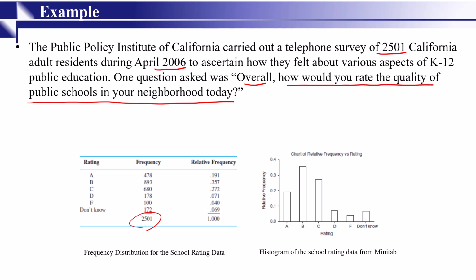Then we'll calculate the relative frequency. What is the relative frequency? 478 divided by 2,501 is equal to 0.191. Okay, so we calculate here and you can see the sum is 1. Okay, then we can go for the histogram. You can see A is 0.191. This one B, it is 0.357, and the rest you can see. So this is the histogram. From this histogram, we can understand that more than half the respondents gave an A or B rating.